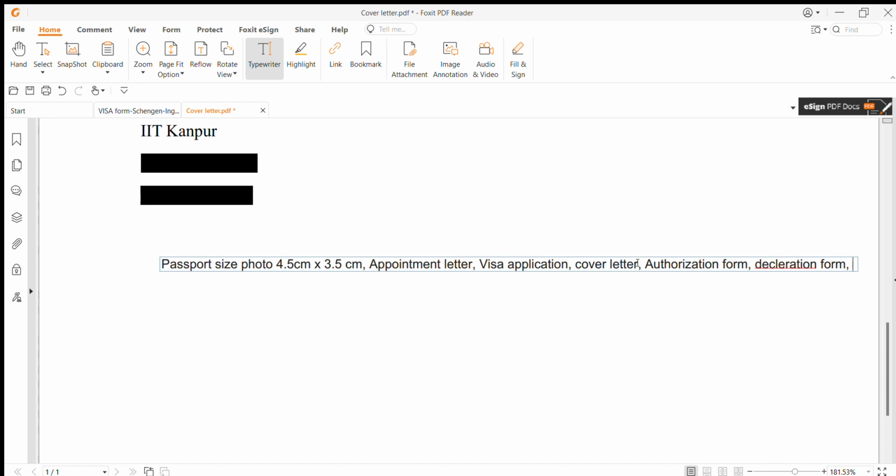Then the account statement. You need the account statement for 6 months, and get it just 2 days before the appointment. There has to be sufficient balance in your account. I had about 1.5 lakhs, just to show. I got it from my friend for a couple of days just for the sake of the account statement. Then I returned it.